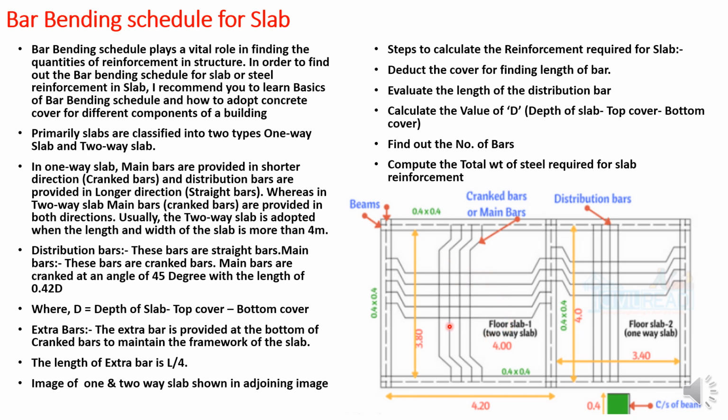See here, I have given a sketch which indicates one-way and two-way slabs. This portion has been shown as a two-way slab. This portion is a one-way slab. Here you can see the cranked bars of the main bars. This is both ways are cranked bars. Whereas in a one-way slab, only in one direction are there crank bars, and in the other direction are the main bars.